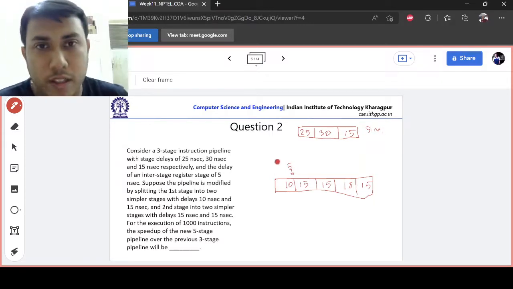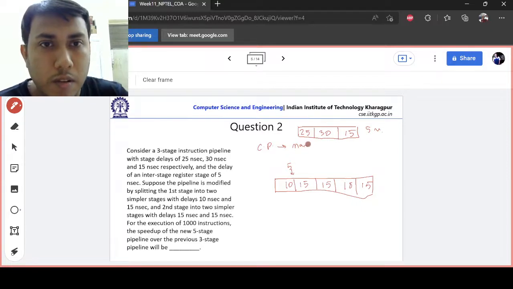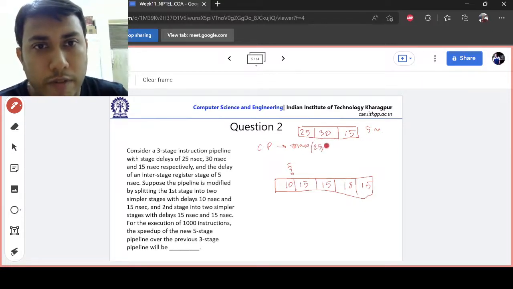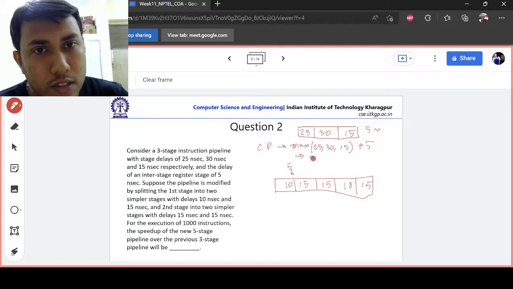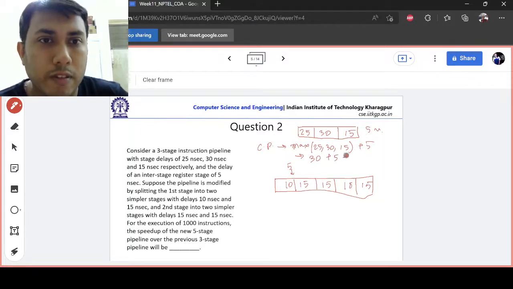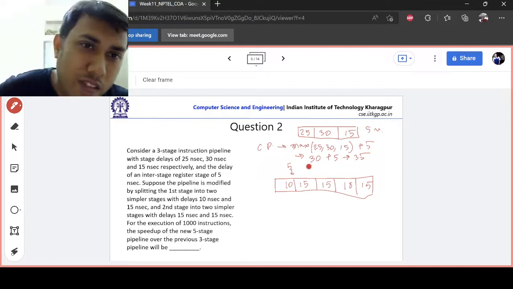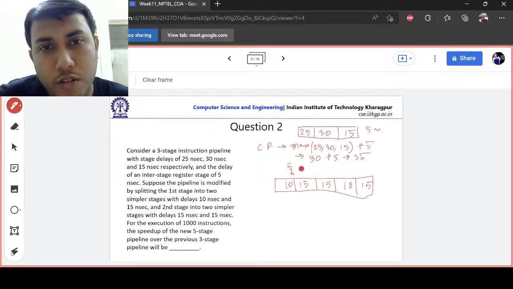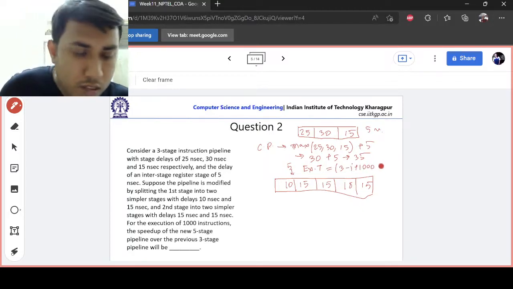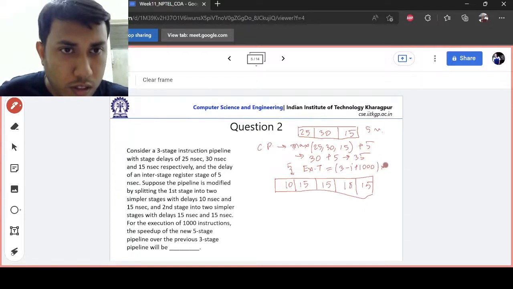So for this, what is the clock period? Clock period is max of 25, 30, 15 plus 5. That is 30 plus 5, 35. And what is the execution time? Execution time is 3 minus 1 plus 1000 into 35.